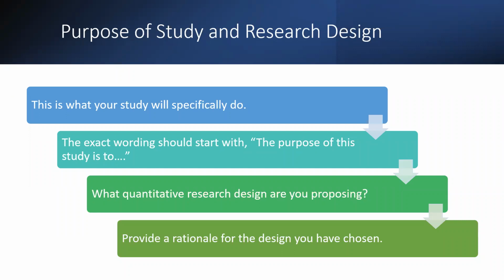So with the purpose statement, it's stating what your study is going to do. It's not the larger social issue, but the specific aspects of what you're going to be targeting about that social aspect. It should really start out with the purpose of this study is to, and ideally you're going to integrate the research design into that. Research design is quasi-experimental, experimental, correlational, predictive. What type of design are you going to use?